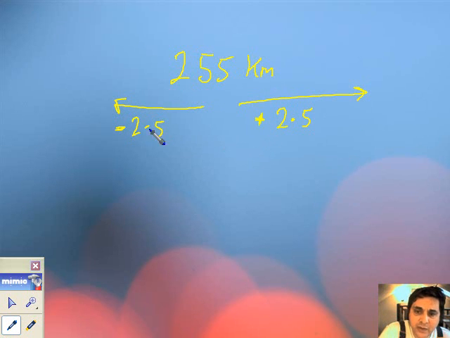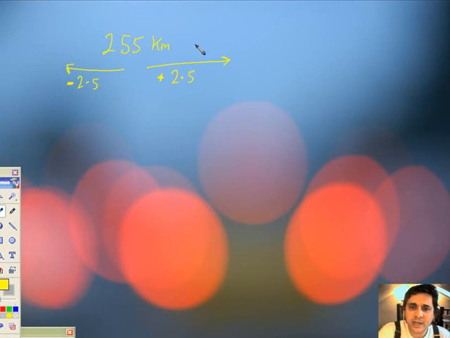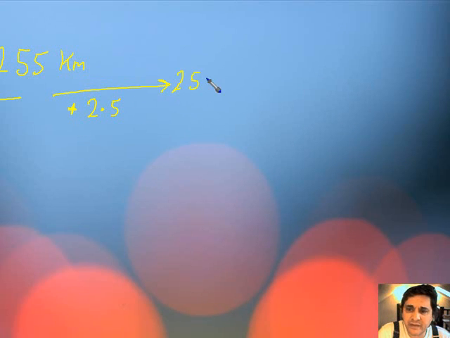Now I know the question says what is the upper bound of distance, but I want to do both. Let's do the upper first. So there's a spread of 5 kilometers, potential error, which is minus 2.5 one way, plus 2.5 the other way. So I've got 255 right in the middle, plus 2.5 as my maximum possible extra. So it's 257.5 kilometers. That's the upper bound.